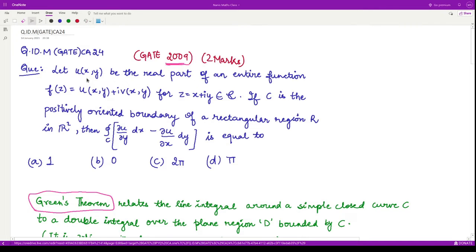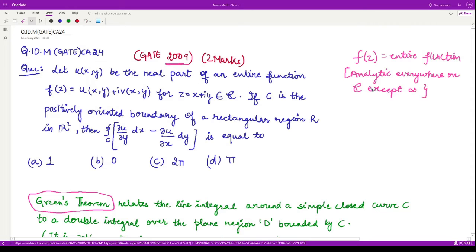So the question here is, if u(x,y) be the real part of an entire function f of z, so we are given f of z, that is an entire function. What do you mean by entire function? That means this function is analytic everywhere on the complex plane C except the point infinity. So we are not taking the infinite complex plane, we are taking the complex plane to be a finite plane, right? Where this z is a complex number.